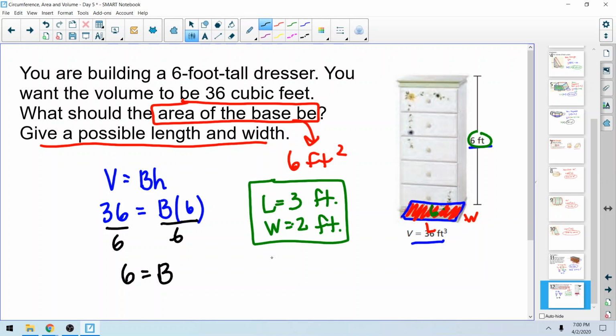Can we think of something else? 6 by 1. That would work. So in this particular picture, I'm thinking they probably went with 3 by 2 because it looks much more like a rectangle that's closer to a square, versus if we were to do 6 by 1, we'd have a much longer dresser. So it doesn't matter which one you come up with because they both work. But if we're looking at the picture, I'd probably go with the 3 by 2, but you could also do 6 and 1.